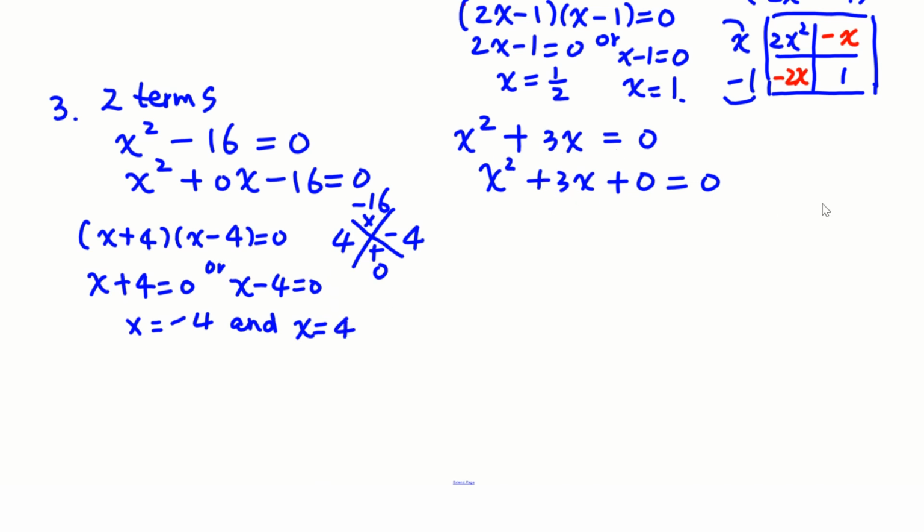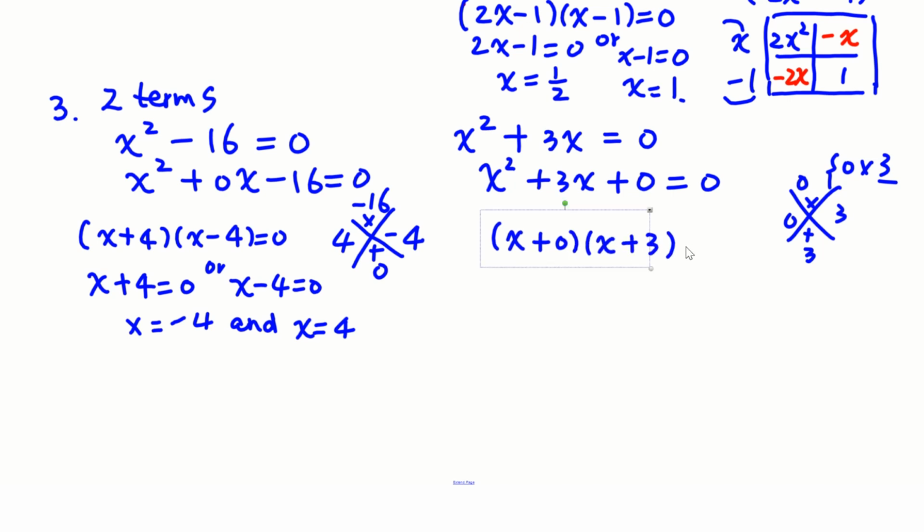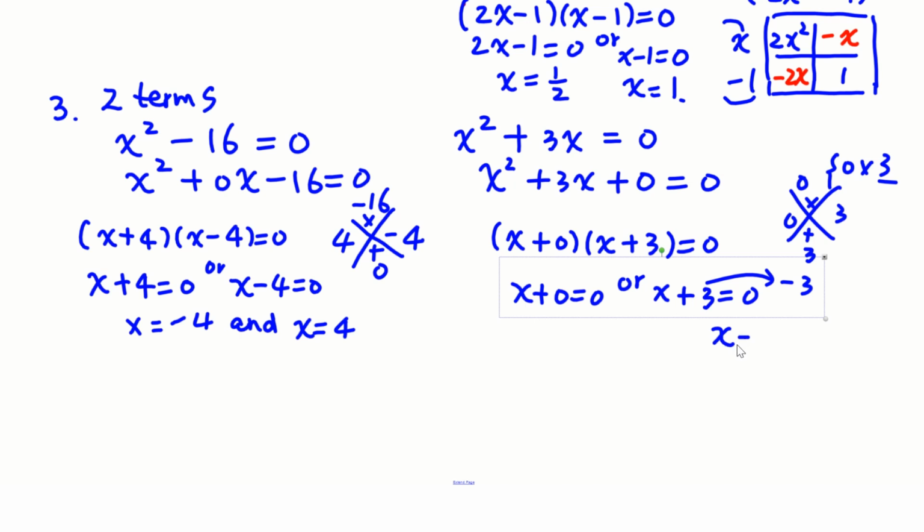And for this question, we are looking for 2 numbers that add together to 3 and multiply together to 0. So 0, we always have 0 times any number gives you 0. So added together to 3, the other number will be 3. So we have (x plus 0)(x plus 3) equals 0. Then x plus 0 equals 0, or x plus 3 equals 0. Move the plus 3 to the other side, it is negative 3. Then this one is just x equals 0.